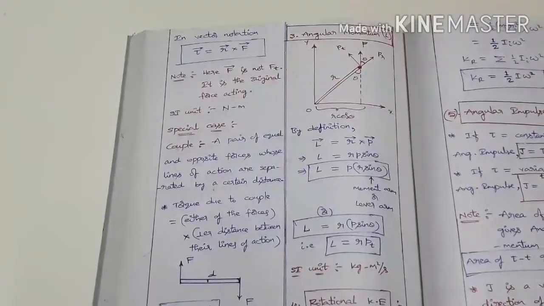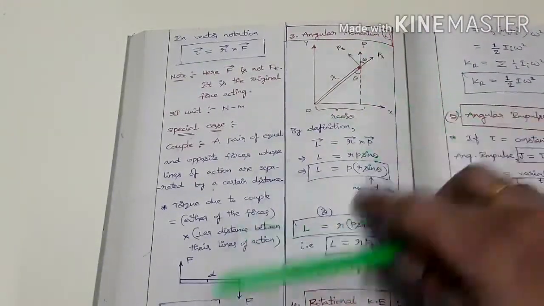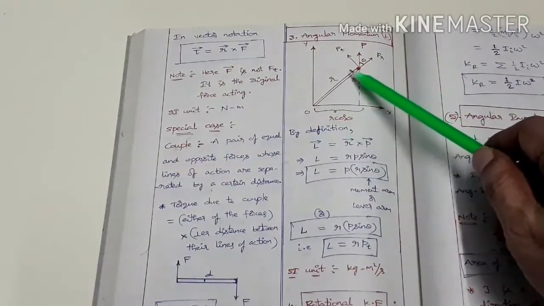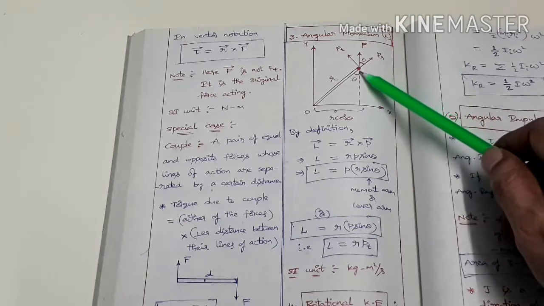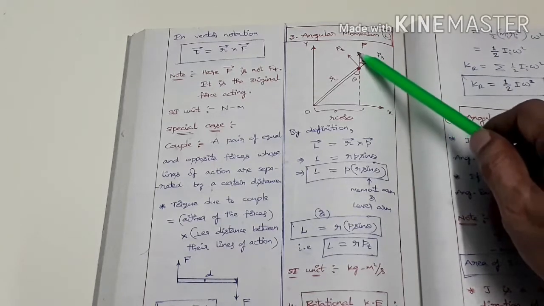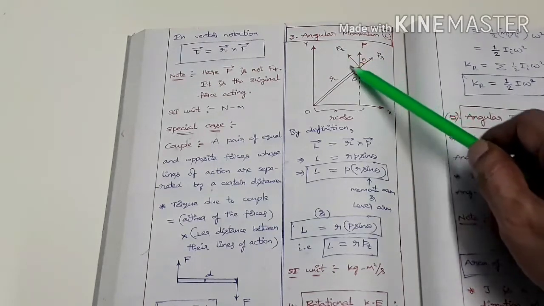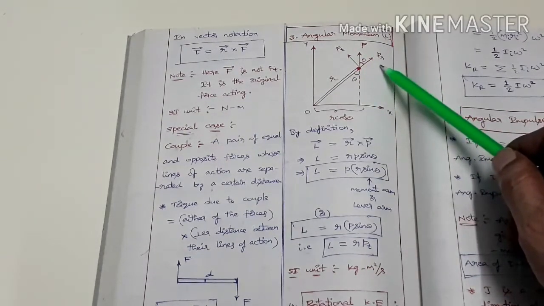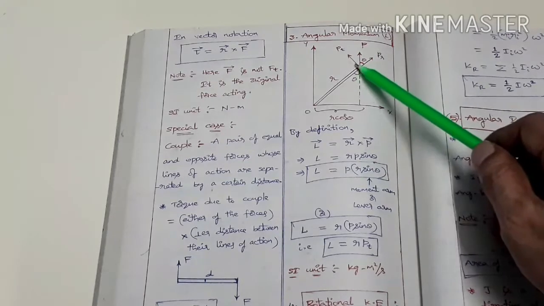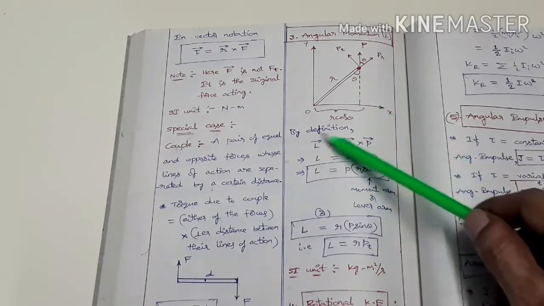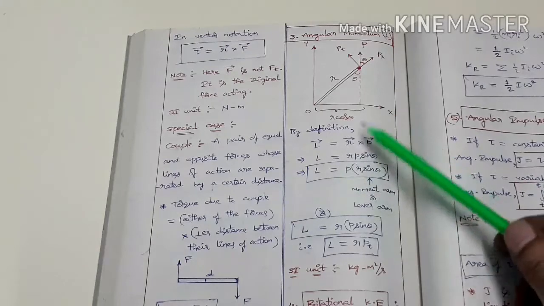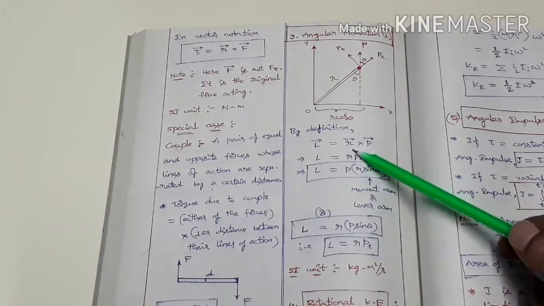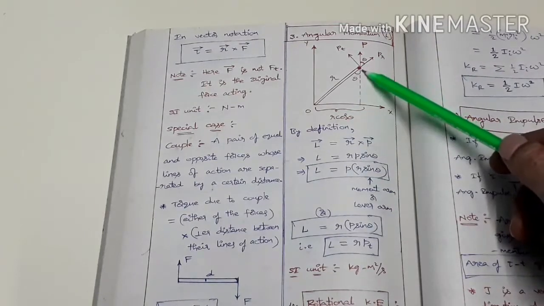Next, angular momentum L. Let us consider the same situation as we considered before. This is the linear momentum in this direction. Here two components are there: one is the tangential component Pt and the other is the radial component Pr. As you know, the radial component has no role in rotational motion, only the tangential component has. So by definition, angular momentum L bar equals r bar cross P bar, where r bar is the radius vector of this mass m.